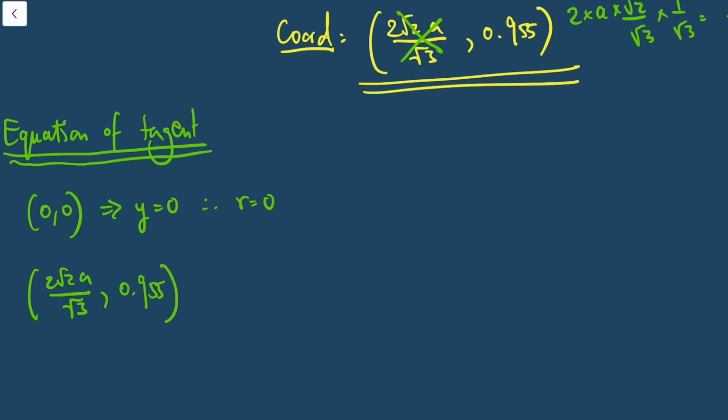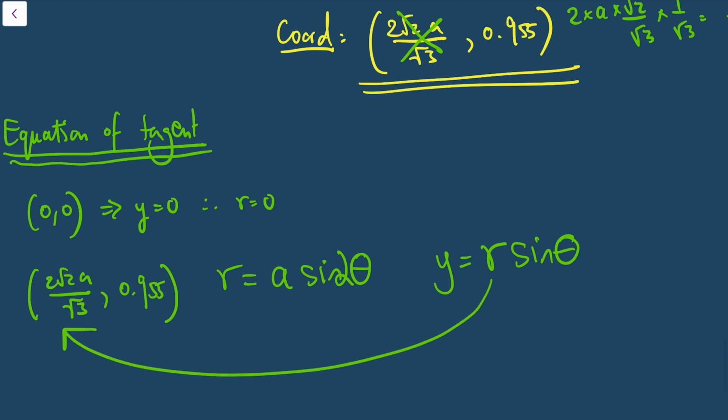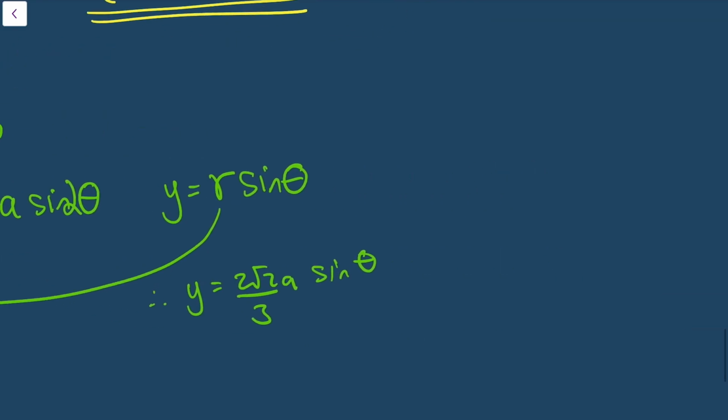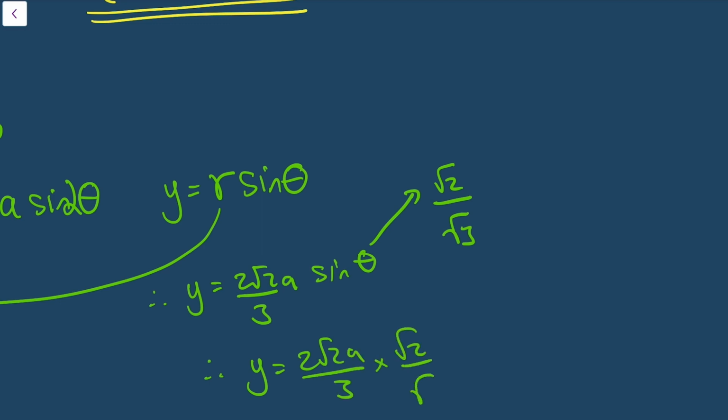So I know that if r is equal to a sine 2 theta, I also know that y is equal to r sine theta. And I have r, right? R is that value. Therefore, y is equal to 2 root 2 over 3 a sine theta. Okay, and I also know that sine theta is root 2 over root 3. And so therefore y is equal to 2 root 2a over 3 times root 2 over root 3.